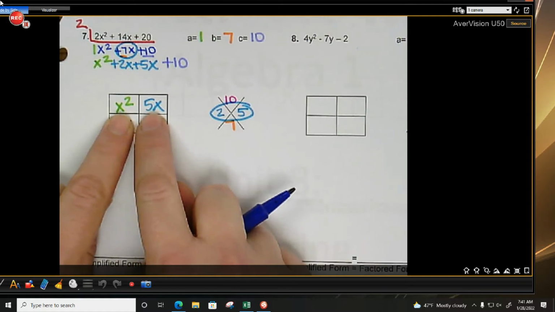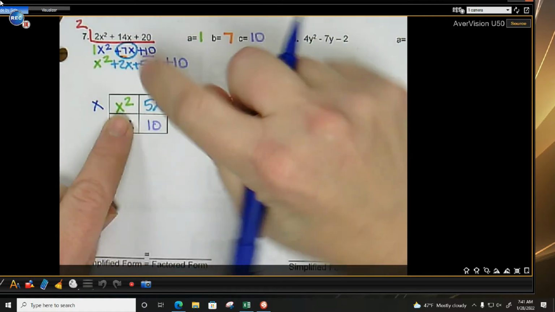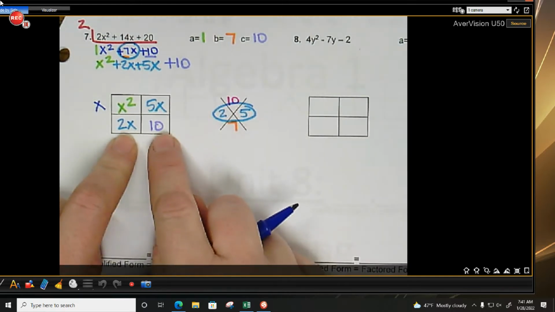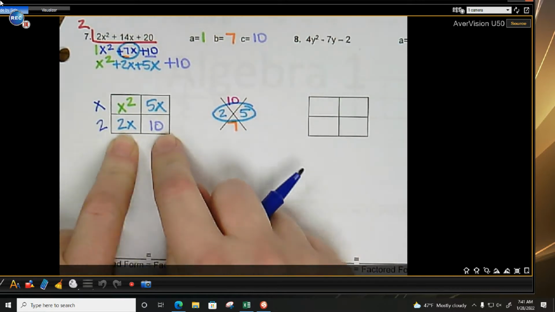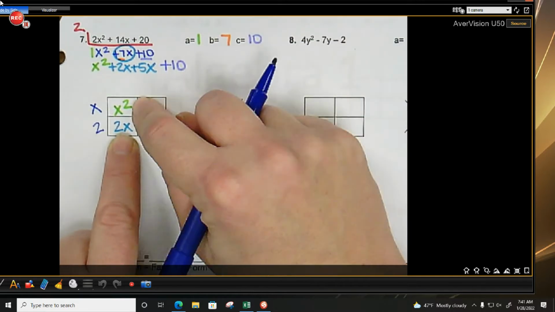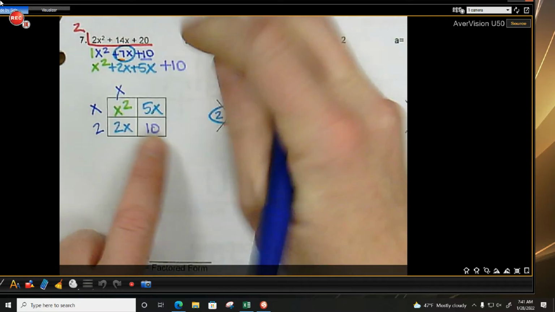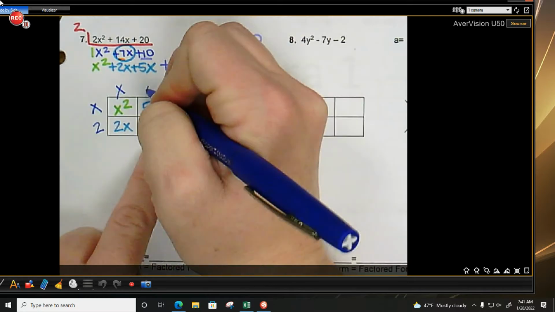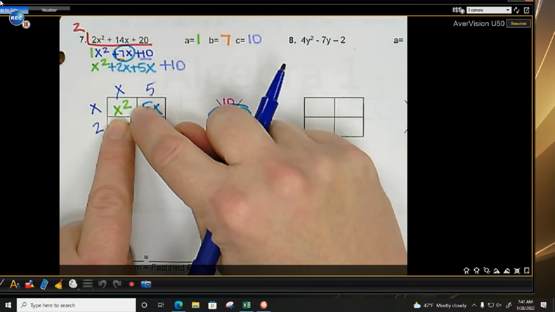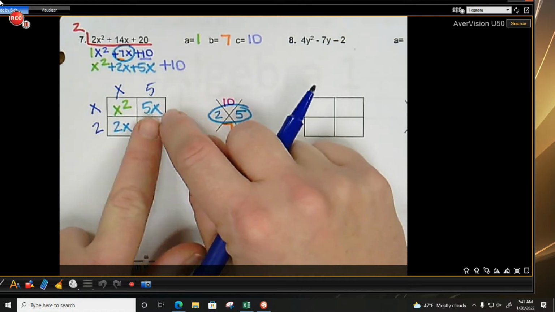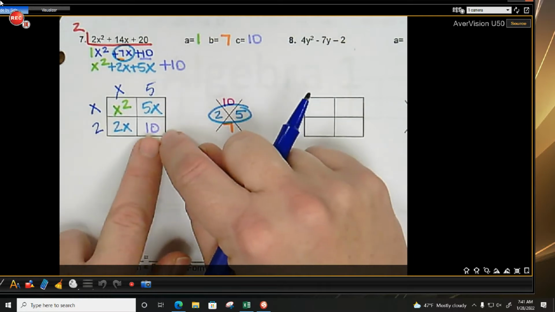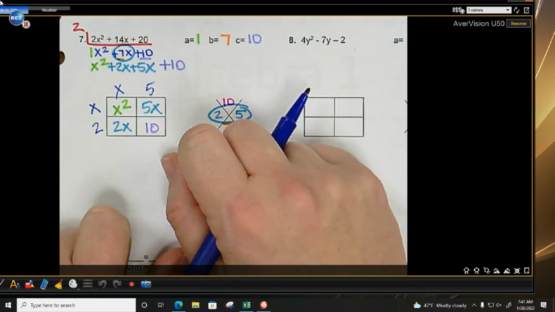What are x squared and 5x both divisible by? X. What are 2 and 10 both divisible by? 2. Remember, don't divide them. That's the biggest mistake. What about x squared and 2x? X. And what about 5 and 10? Check yourself. X times x gives you x squared. X times 2 gives you 2x, x times 5 gives you 5x, and 2 times 5 gives you 10. So we factored it correctly.